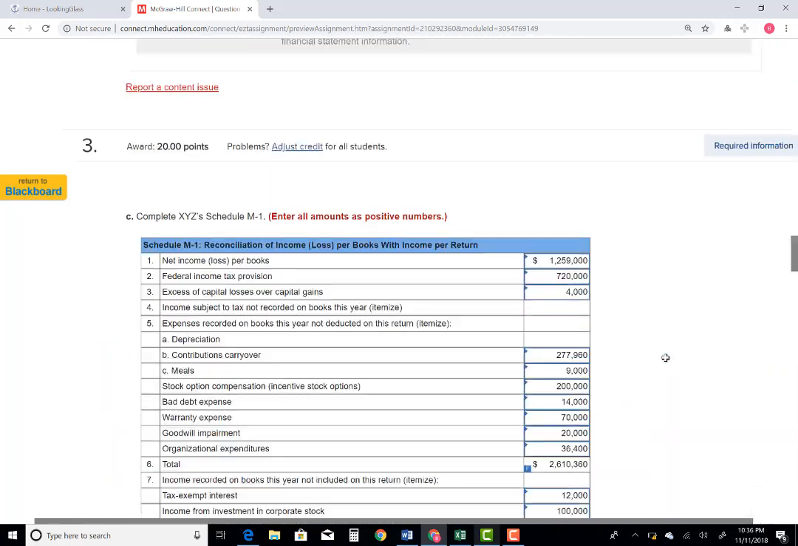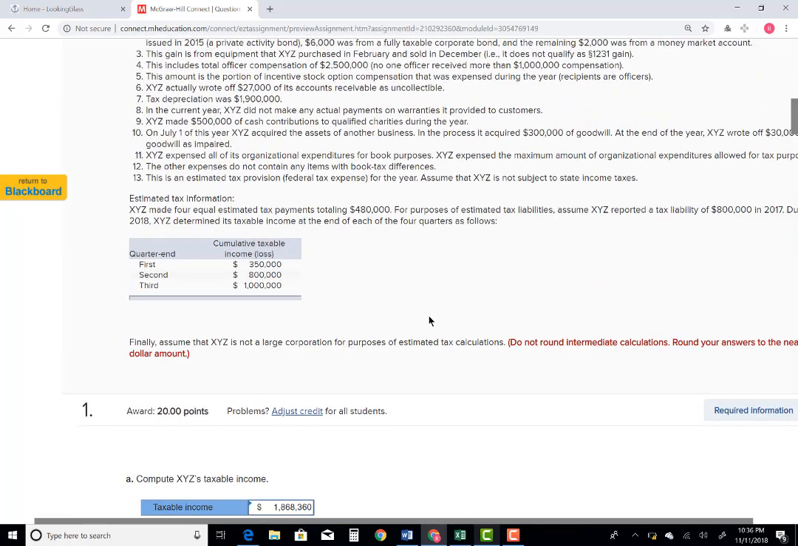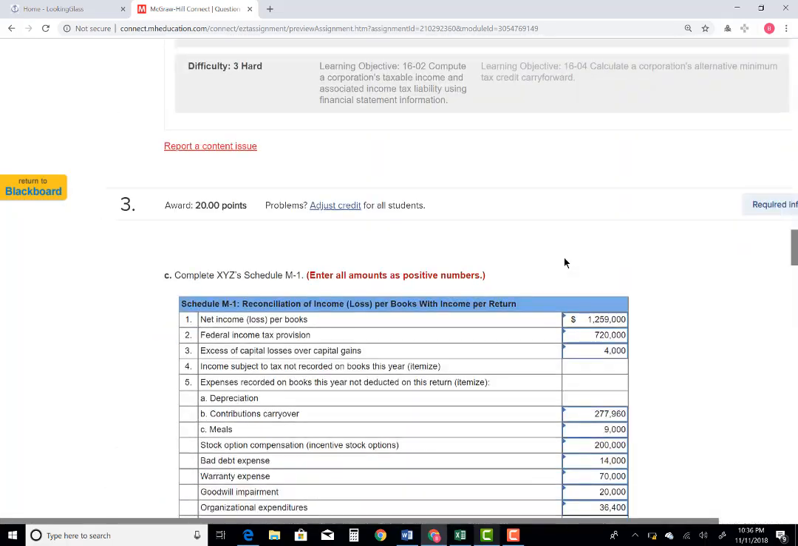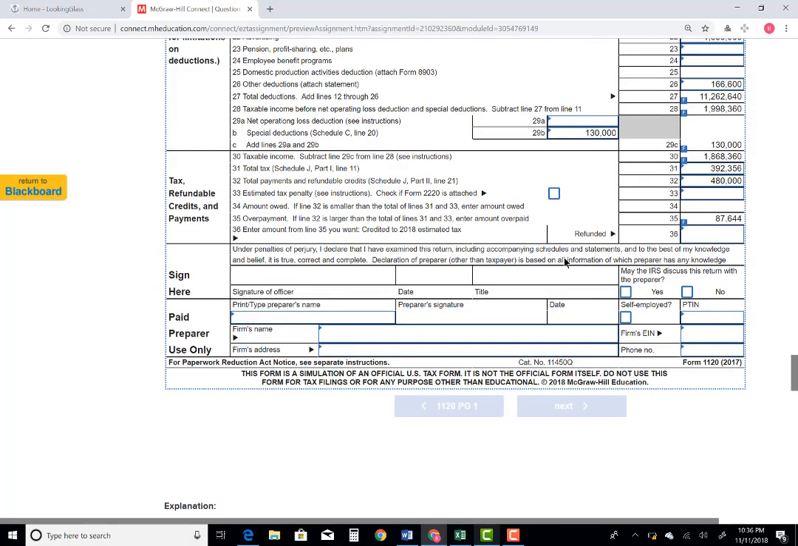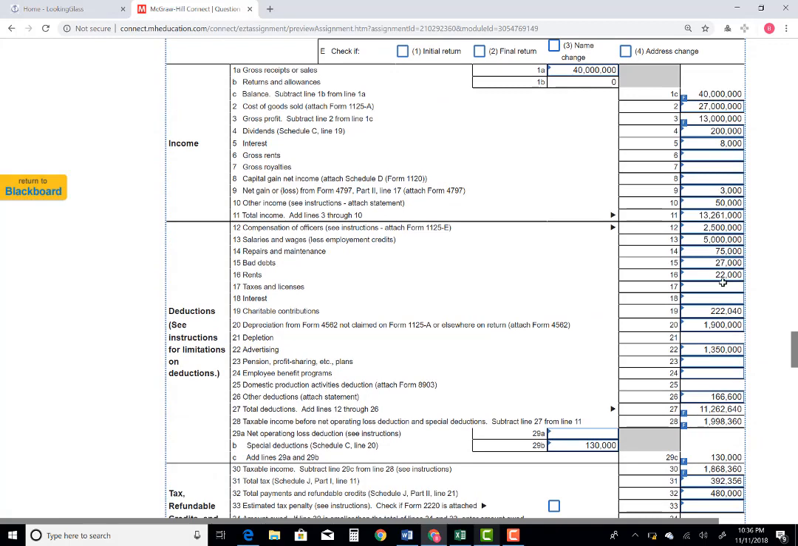So way up here when we talk about the company's history, notice they made 4 equal estimated tax payments totaling $480,000. So the government got $480,000 from this company throughout the year. They only owe $392,000. So the difference is how much they overpaid. So this is their tax refund, the $87,644. All the numbers that go into the return here just flow from the calculations we talked about in that spreadsheet, the difference between the book and taxable income.